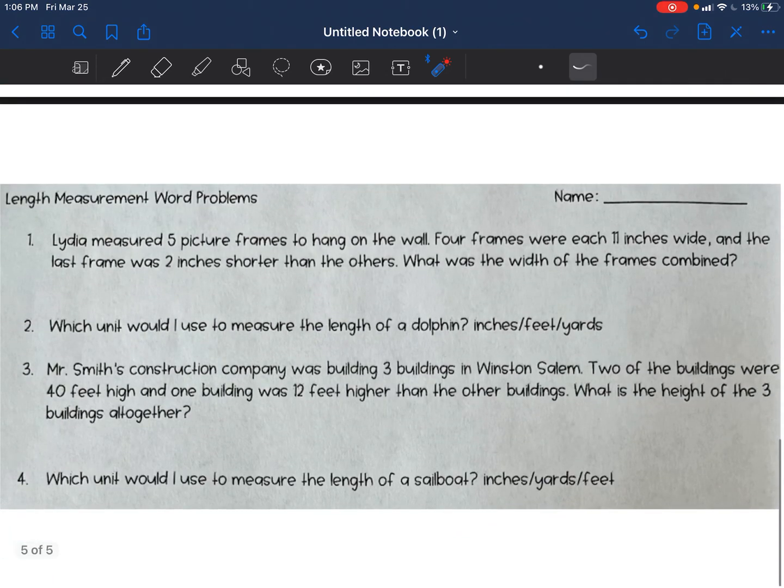All right, so if the sub could please pass out everybody's worksheet, the measurement word problems, now we can get started. So if not, go ahead and pause it and then we'll get started.